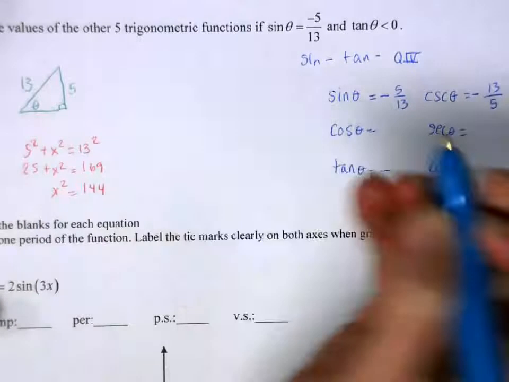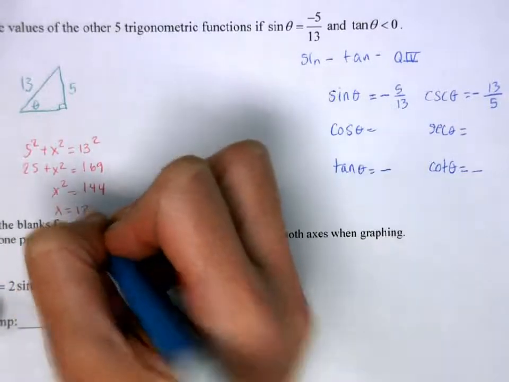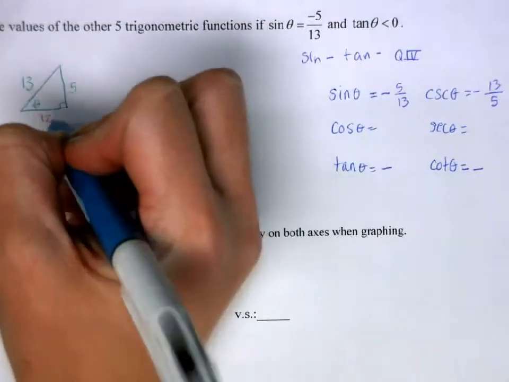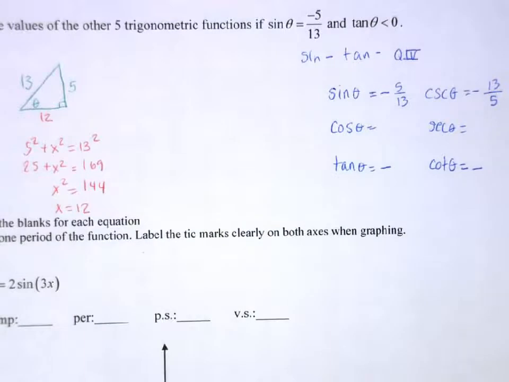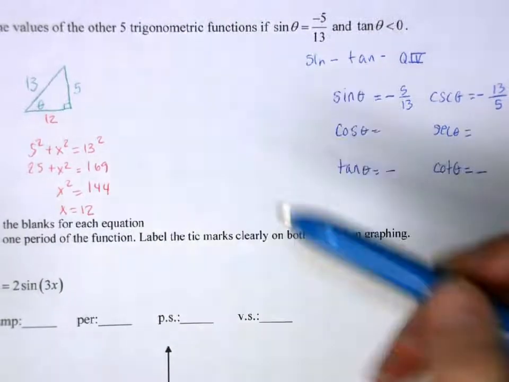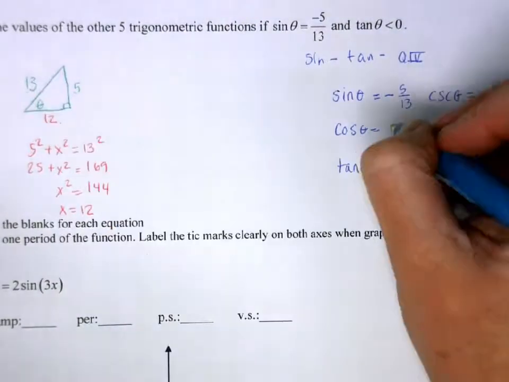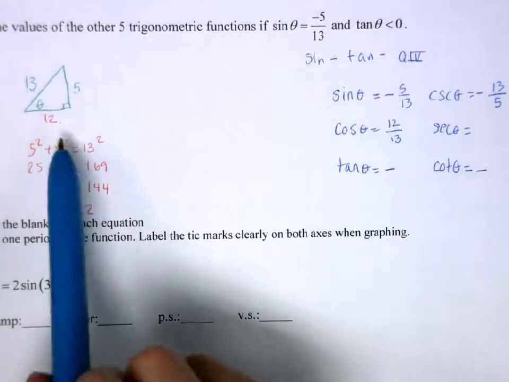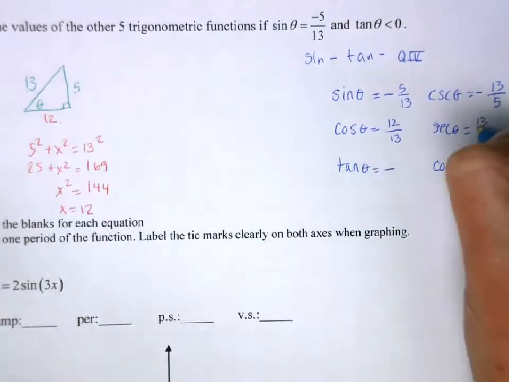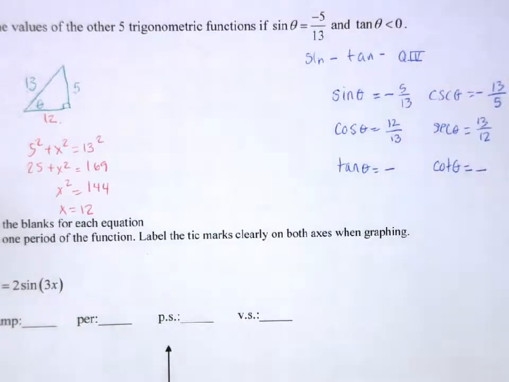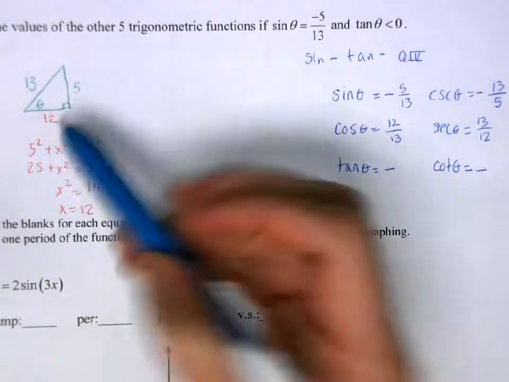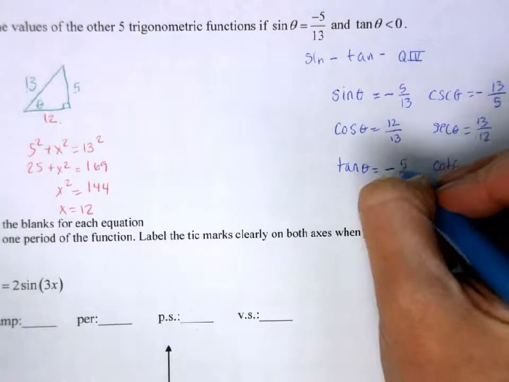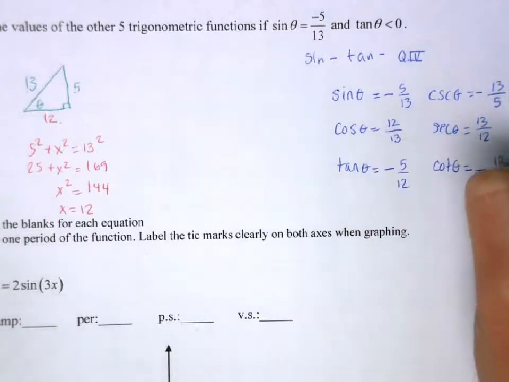Okay, so we get that x equals 12, or just recognize that Pythagorean triple. From that, we can get the other trig functions. Cosine is adjacent over hypotenuse, so 12 over 13. Secant's the reciprocal, 13 over 12. Tangent is opposite over adjacent, so 5 over 12, which makes cotangent 12 over 5.